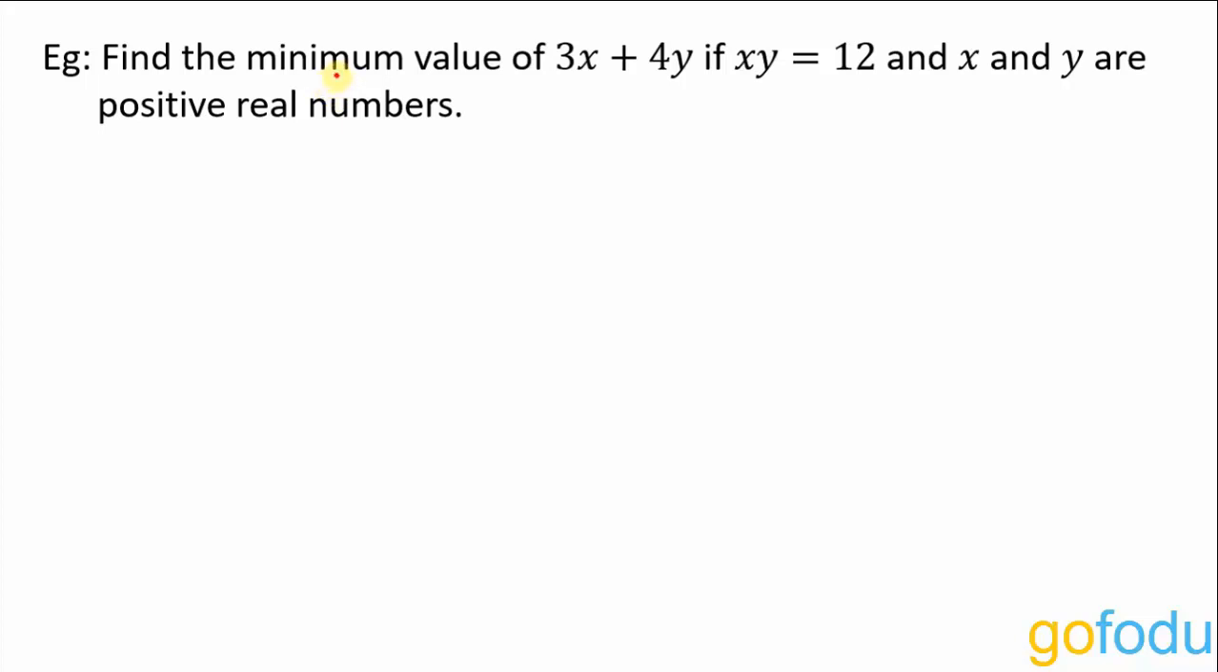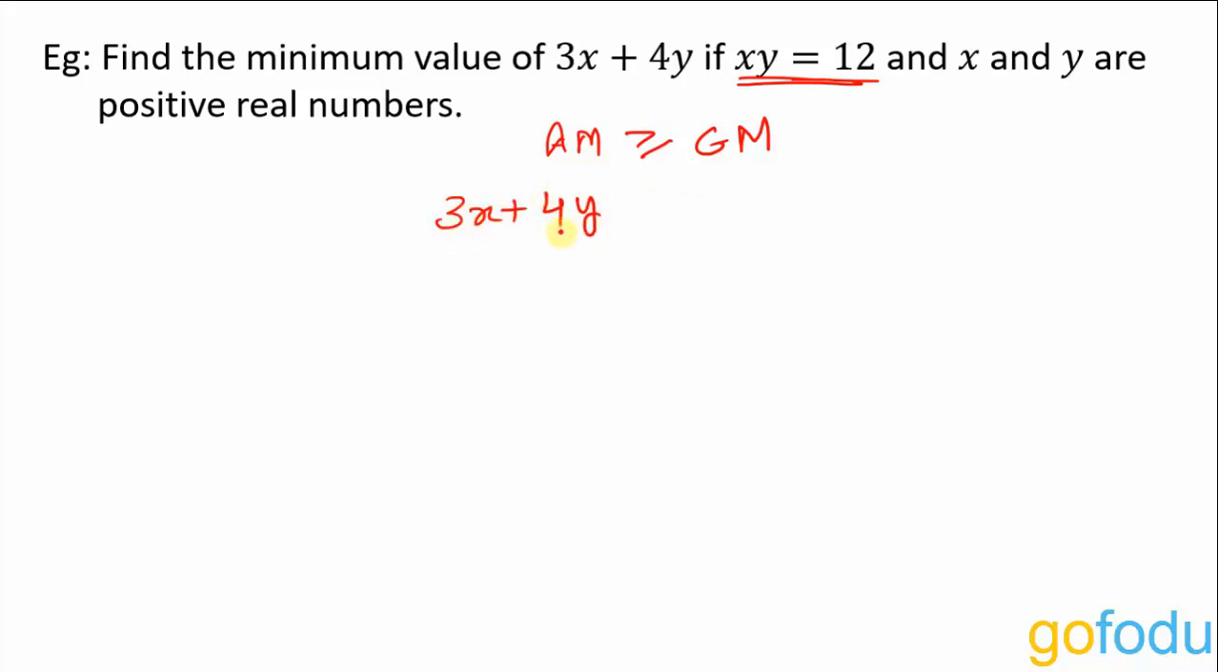Let's start right away with the question. We have the product given to us as constant. The product of x and y is 12 and the minimum value of the sum is to be calculated. AM is greater than or equal to GM, where GM is fixed and the minimum value of AM is to be calculated. Now we have 3x plus 4y on the left.